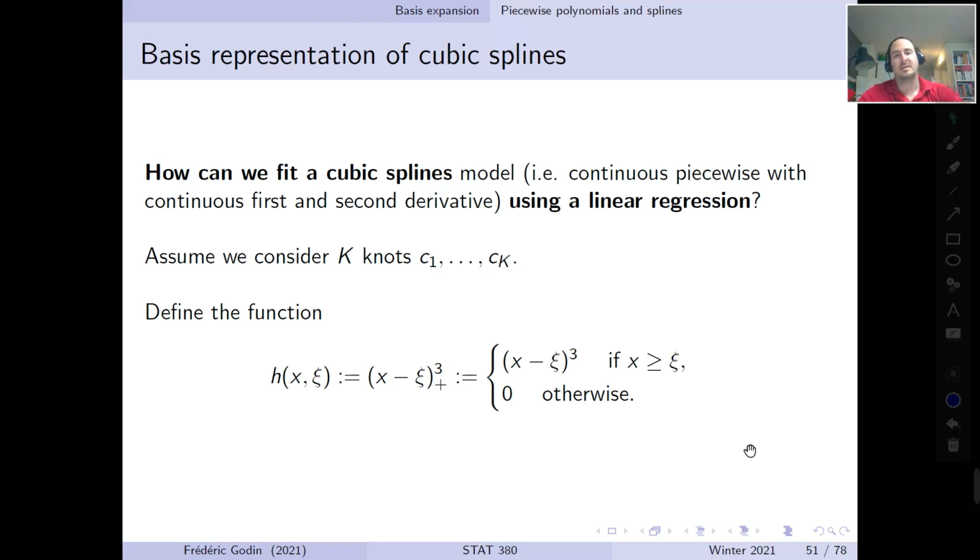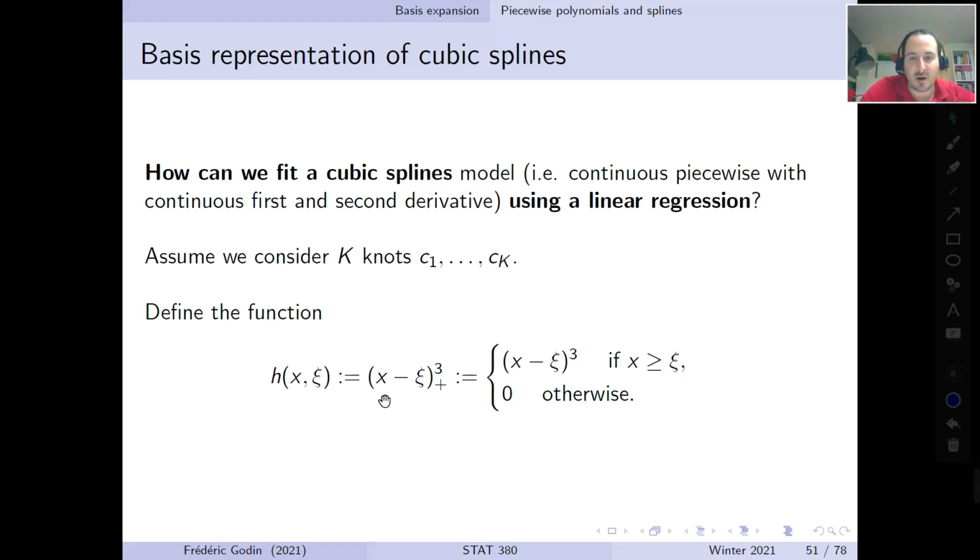Okay, so let's assume we want to fit a cubic spline with capital K knots denoted by c1 until cK. And let's define the following function. So h of x and xi is defined as (x minus xi) plus to the power 3. Okay, so plus means 0 if x is smaller than xi, or x minus xi if x is greater or equal to xi. Okay, so if x is equal to xi, this is 0 anyway, so it doesn't matter.